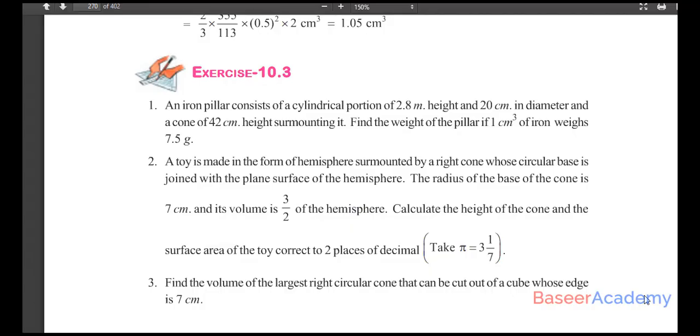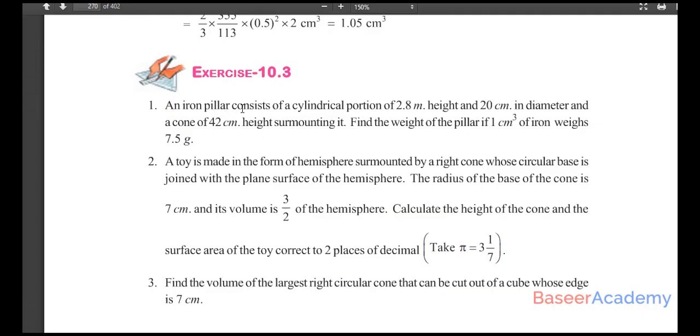In this video, we'll be working out exercise 10.3 problems. In exercise 10.3, we mostly find out the volume of combination of solids. Let me work out the first question.